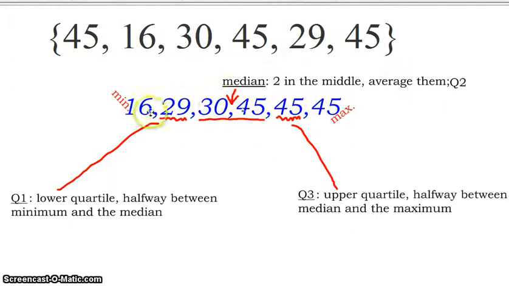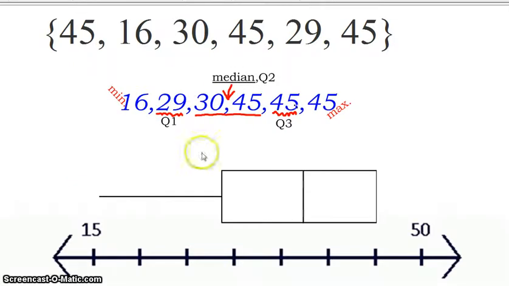The middle number in this lower half is 29. That is called my lower quartile, Q1. In my upper half of the data, the middle there is 45. That is my upper quartile, called Q3. Those numbers are what will make up your box and whisker plot from middle school. So here is 16, here is 29, here is 37.5, and here is 45. Notice this has no whisker because my maximum is also 45, as well as Q3.